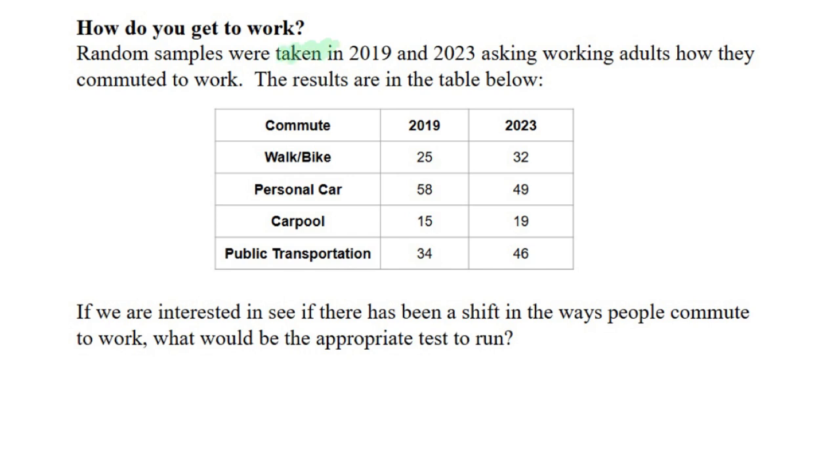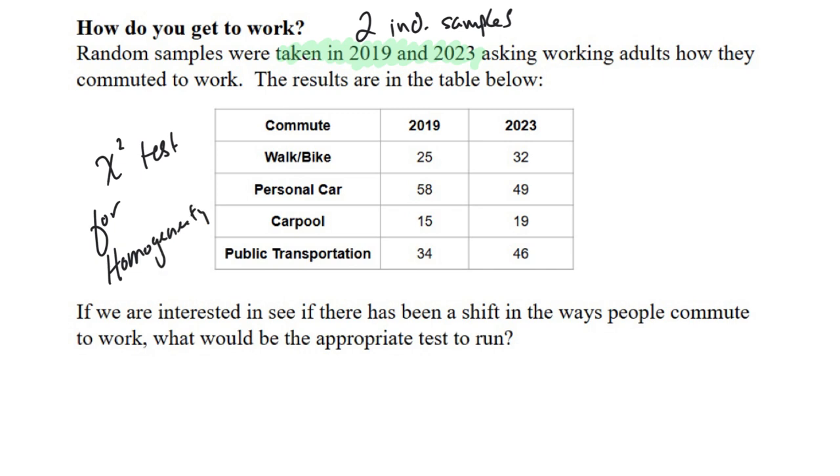We took two different samples, right? One in 2019, one in 2023. So there are two separate independent samples taken. This is the chi-square test for homogeneity. Okay? And on an AP exam, it's important to say that. Don't just write chi-square test, because we have three kinds. We've got the goodness of fit, we've got the test for homogeneity, and we've got the test for independence.